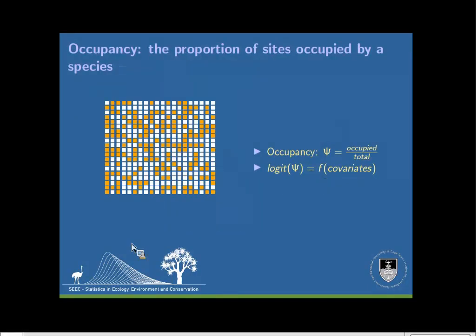So the basic idea is that we want to estimate occupancy, the proportion of sites that is occupied by a particular species. If you knew where the species occurs, so yellow here means the site is occupied, white means the site is not occupied, then occupancy would just be the proportion of occupied sites. And we could model variation in occupancy using any model that's suitable for binary data, like, for example, logistic regression.